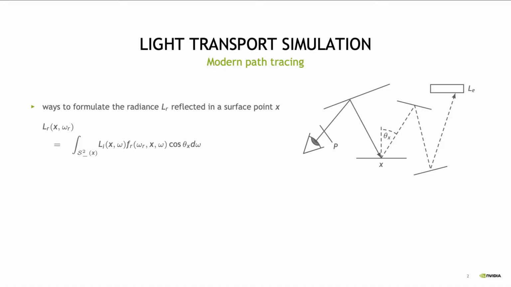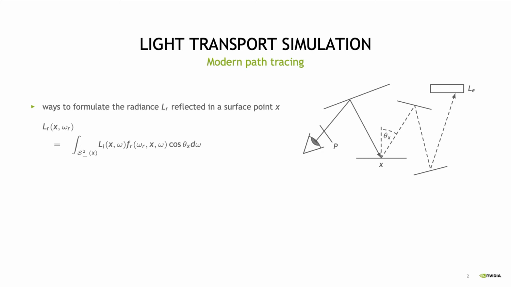Light transport is simulated by tracing rays from the pixels P of the camera sensor to the light sources L_E, or vice versa. The most interesting light paths, of course, are those that include interactions with the scene surfaces. Let's have a look at those interactions.